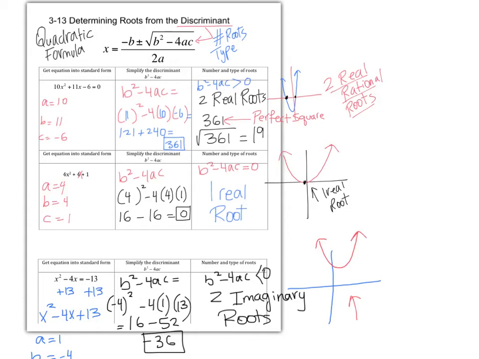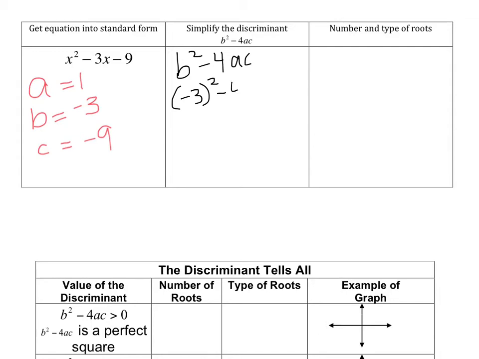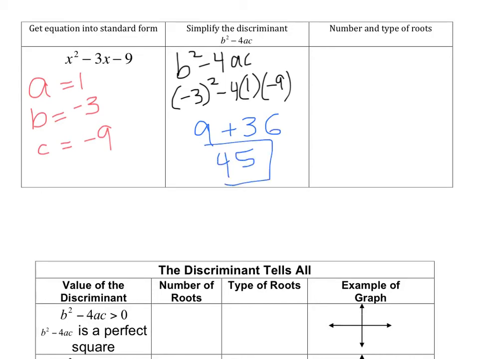So let's move on now to x squared minus 3x minus 9. As you can see, it is written in standard form. My a is 1, my b is negative 3, my c is negative 9. So the discriminant b squared minus 4ac is going to be negative 3 to the power 2 minus 4 times a times c. So this is going to be 9 plus 36, which is in this case 45. There you go. Another discriminant that is positive.